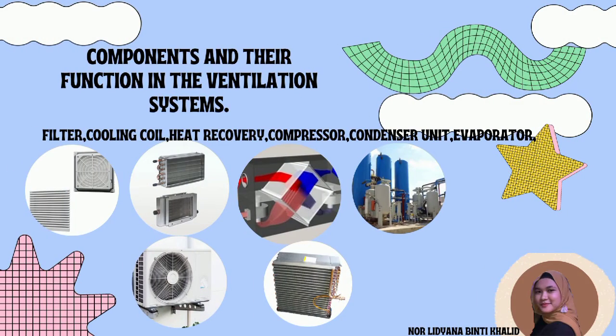Components and their function in the ventilation systems. The first one is the filter. The filter is to prevent dust, dirt, insects, and in general, any type of small particle from entering the building to be ventilated. The second one is the cooling coil. This component cools the air that enters from outside to achieve an appropriate temperature. The third one is heat recovery. Heat recovery is the most efficient method of treating air.